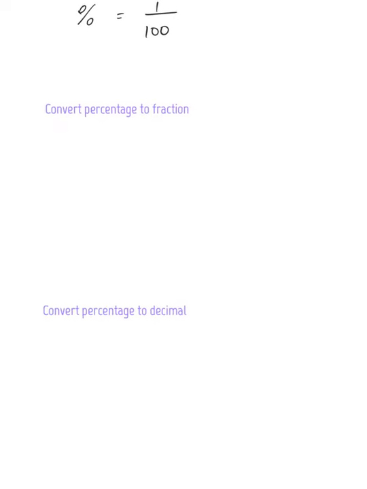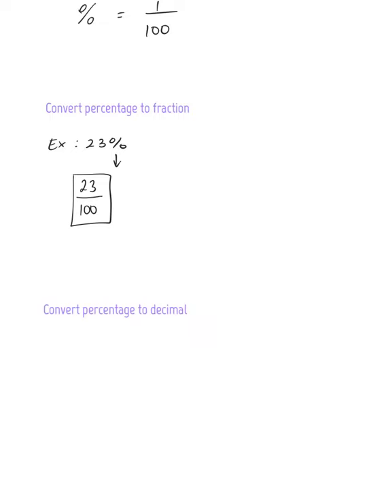So if we have a look at converting percentages to fractions, let's start off with 23%. Well, we know that percent means out of 100, so we have 23 out of 100, and that's our answer. Let's have a look at another example, let's say 3%. Well, that's 3 out of 100. It's still the same concept. Remember, percent means out of 100.